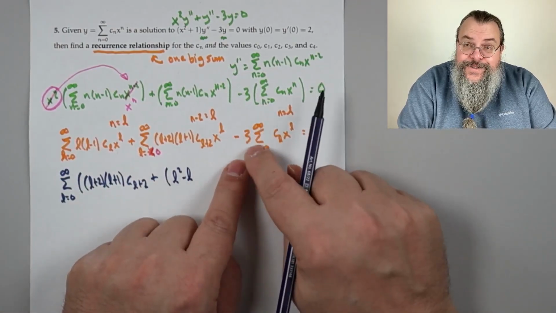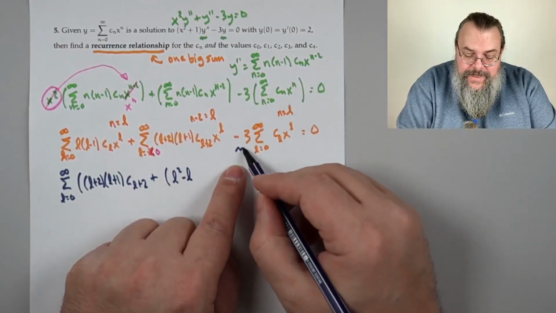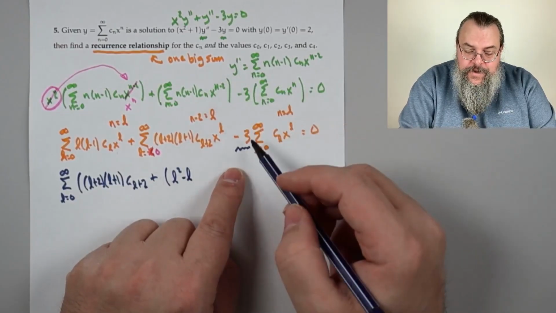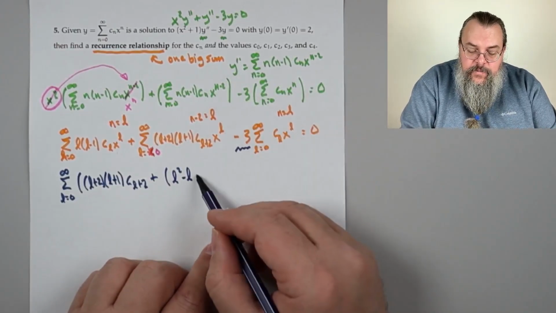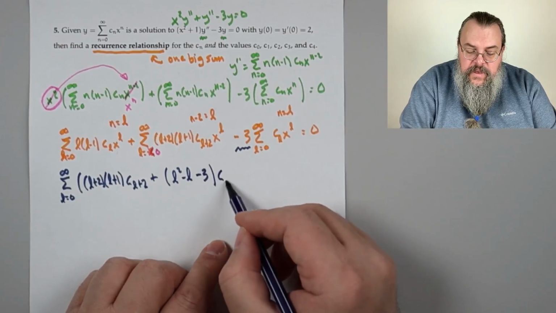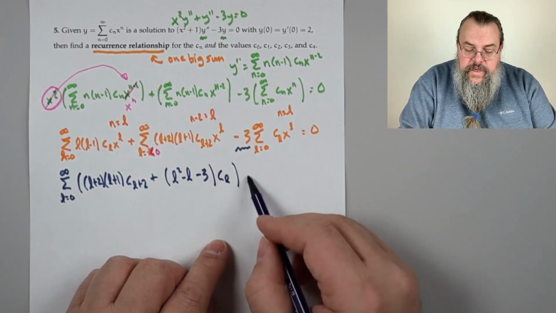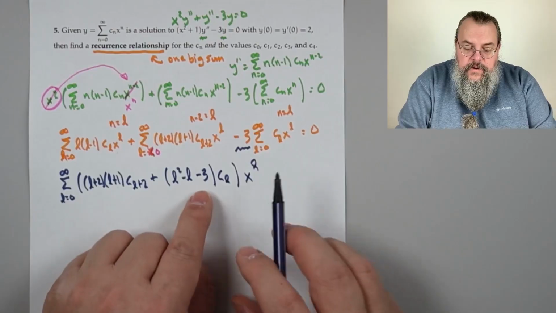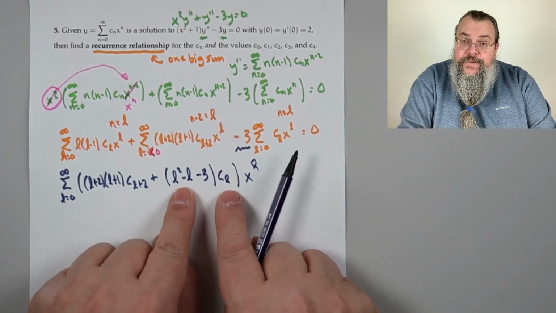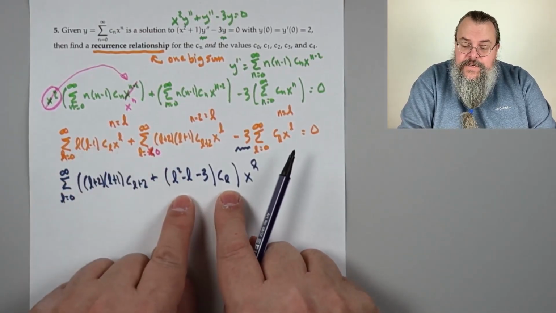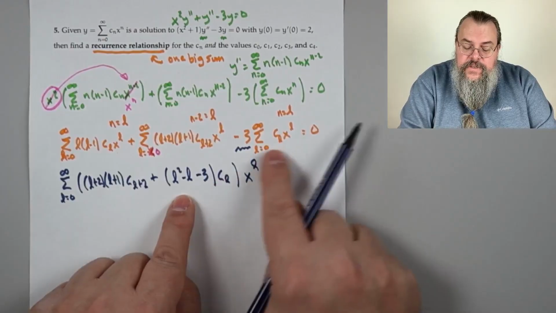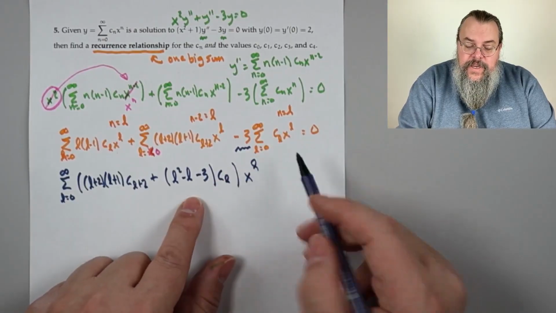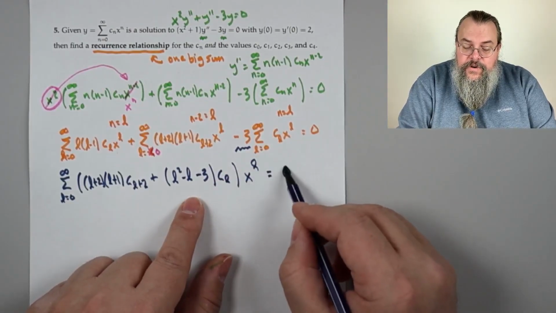Don't forget this minus 3. Don't forget that. We've been very careful to keep writing it down. It comes in as minus 3 C L, x to the L. Now, again, the L squared minus L C L, that's from the first sum. The minus 3 C L is from the last sum. And all that equals 0.